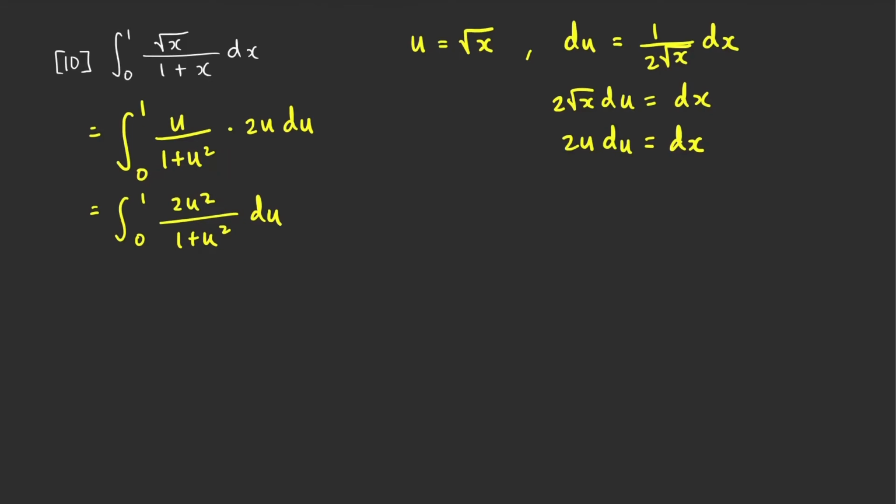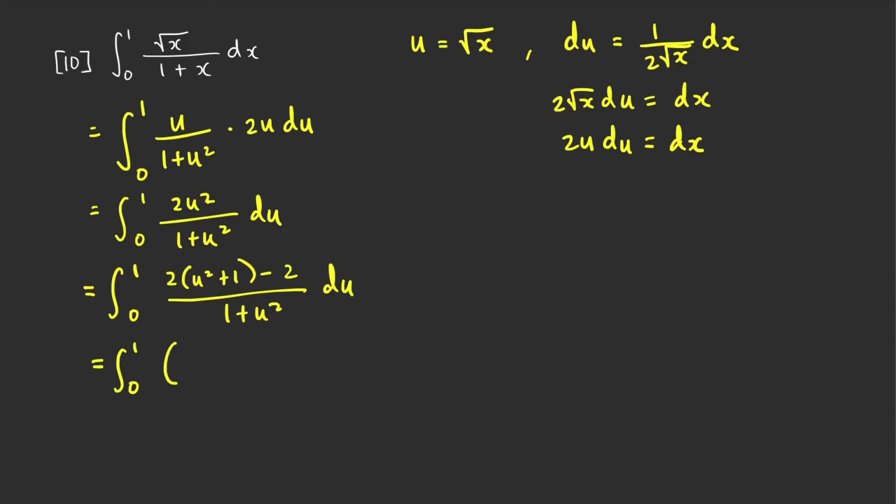Now, this 2u squared over 1 plus u squared can be written as 2 times u squared plus 1, minus 2, all over 1 plus u squared du. And therefore, we can write it down as the integral from 0 to 1 of 2 minus 2 over 1 plus u squared du. You get the same thing when you do long division for this expression. You can do long division here because the degree of the numerator is equal to the degree of the denominator.